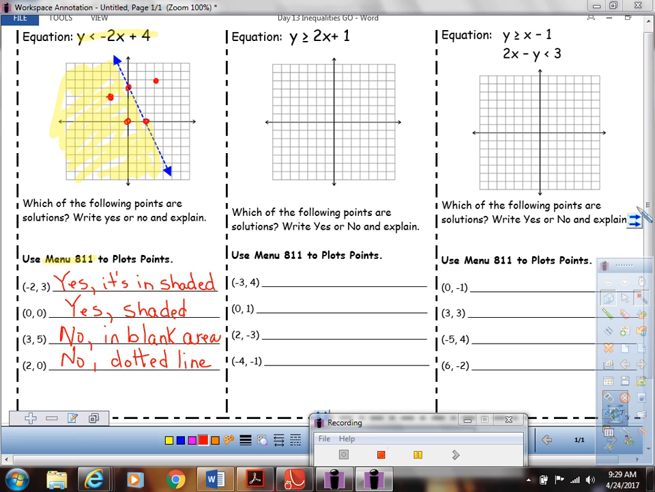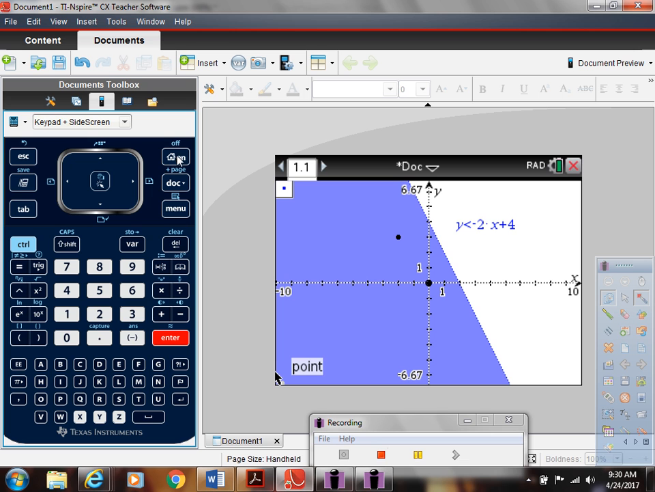So these are very simple. I don't want you to get these wrong. You have a calculator that will graph them. You just need to understand where the answers are. The answers are in the shaded part. That's why they color it in. And they're also on solid lines, but not dotted. So you do have to click on the line. Let's go ahead and try the next one.